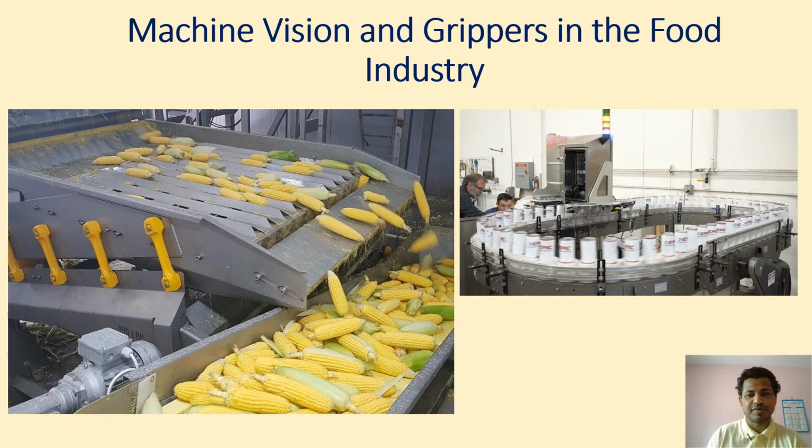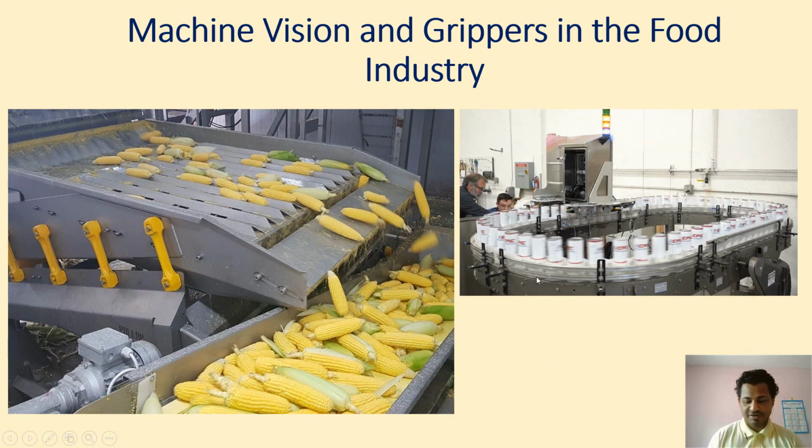This is the next installment of videos in machine vision and grippers in the food industry. Here we see how machine vision and grippers affect the food industry. So here we see an assembly line with machine sensors, and there is a labeling being done with the help of an automated gripping system, a machine vision system. So this is a machine vision system.